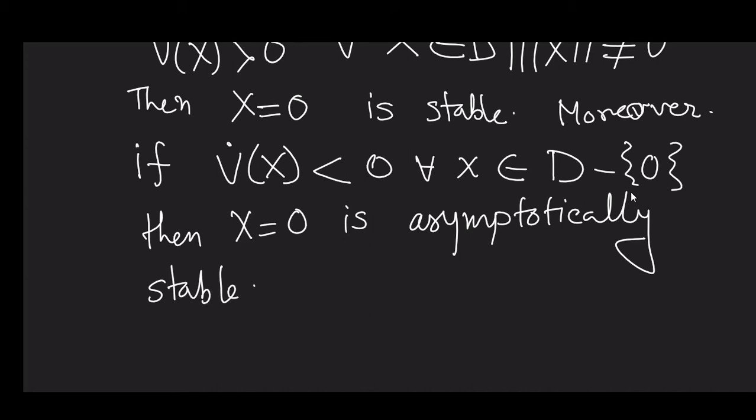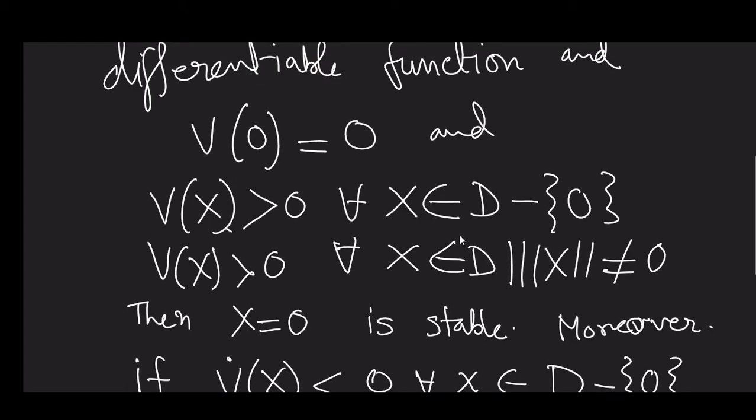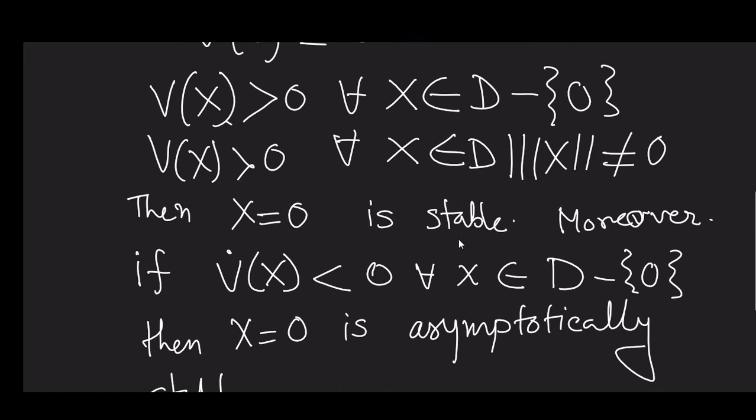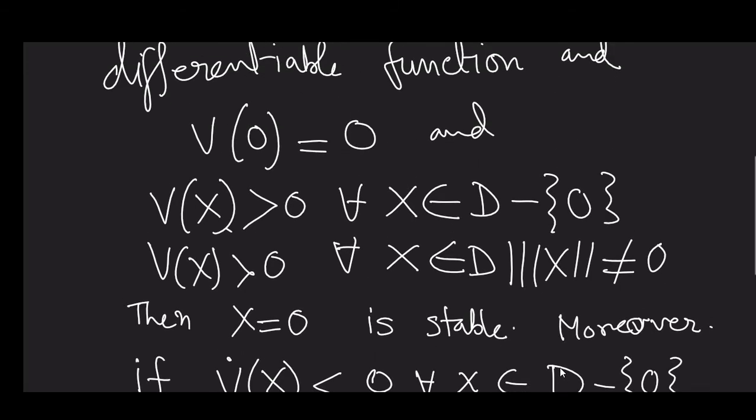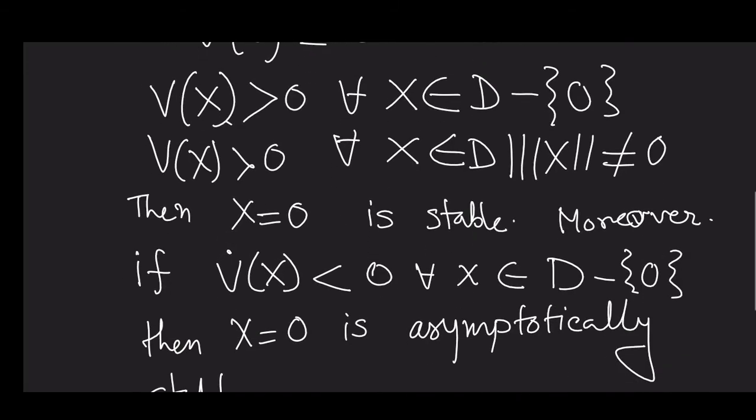Right. So the idea or the notion of this problem is very clear: if your V is positive definite and it has the required properties... Oh sorry, I just forgot to write one part: then x equals 0 is stable when V dot x is less than or equal to 0. I just forgot to write it for normal stability.